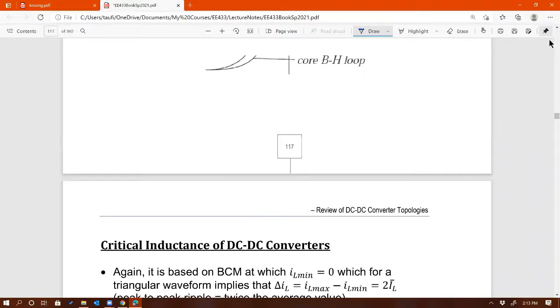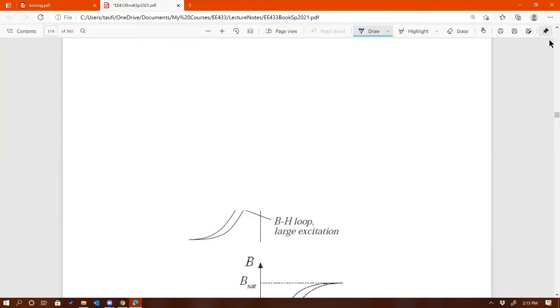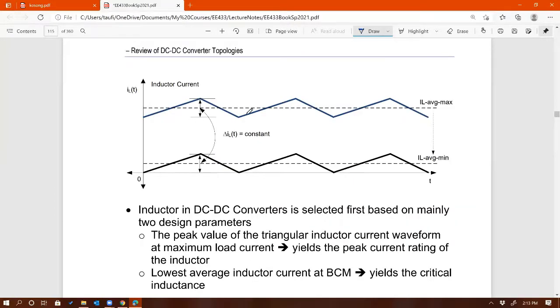Let me just go back to that picture. I have that picture somewhere. Yeah, right here. So per given inductance value, any inductance value, it is impossible for us to be able to maintain CCM throughout the current from 0 amps to the maximum amperage. It's going to be impossible because this inductor current has delta IL.